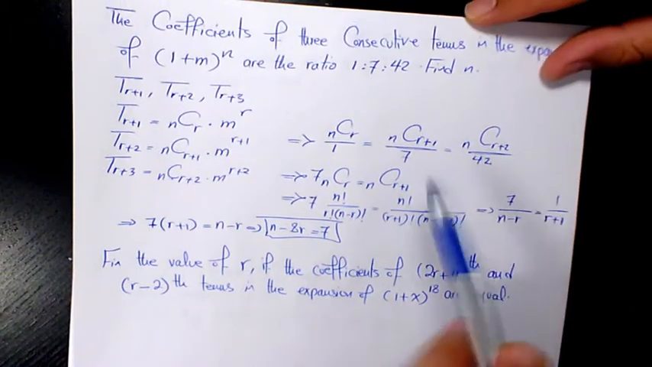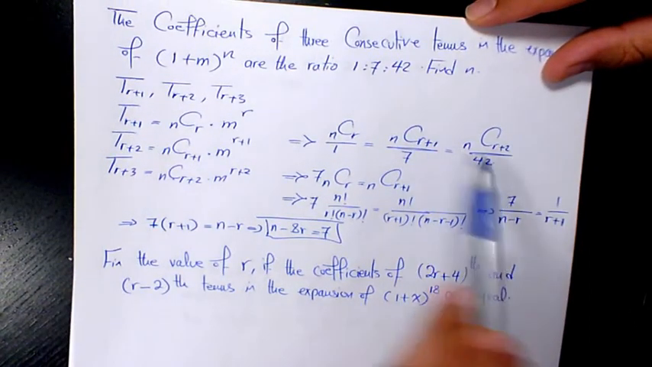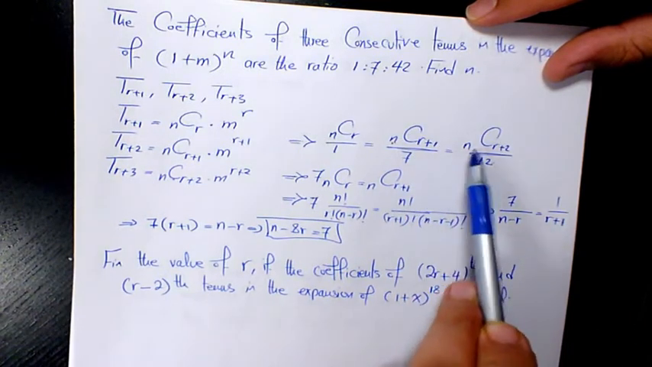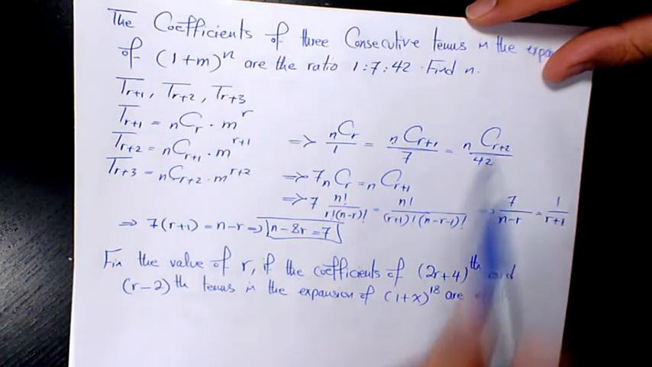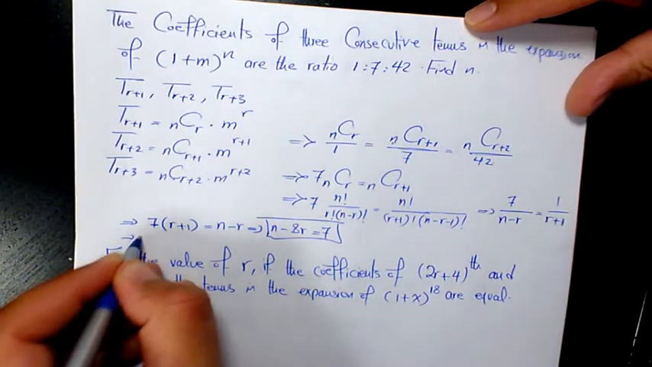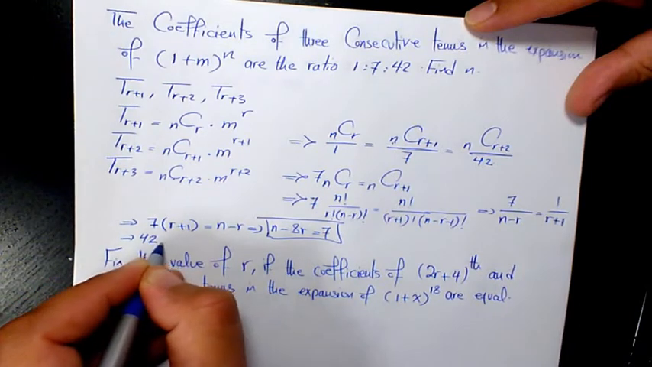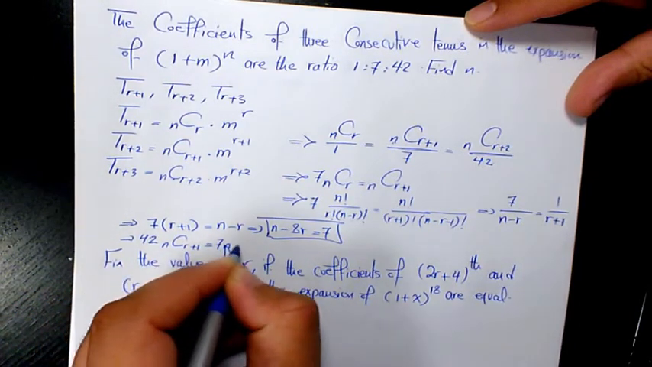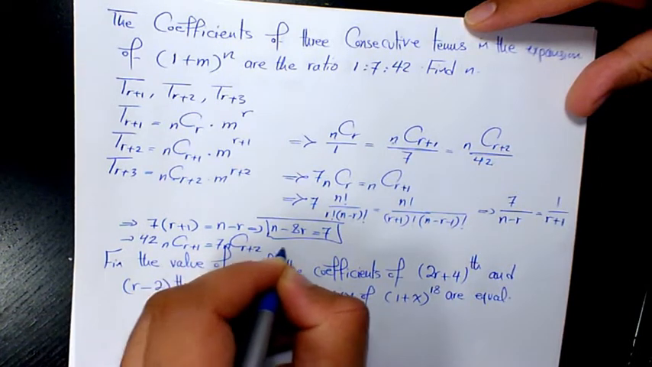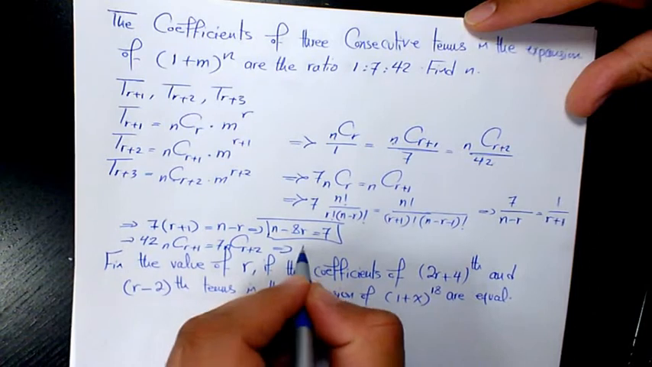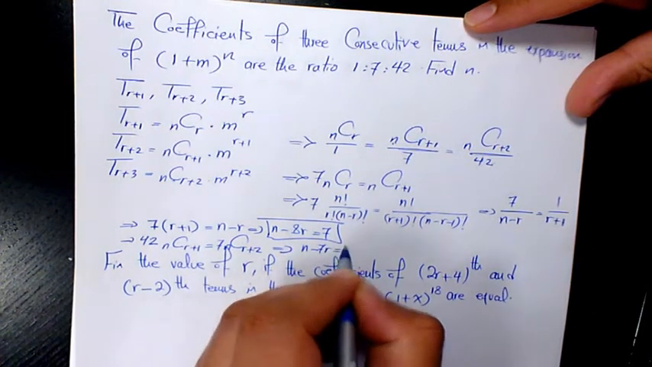And we can do the same thing here. 42 times nCr plus 1 equals 7 times nCr plus 2. So when you do that, I'm going to say 42 nCr plus 1 equals 7 nCr plus 2. Then you result in n minus 7r equals 13.